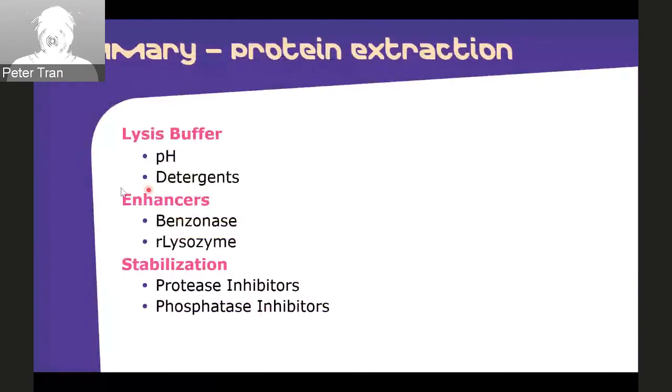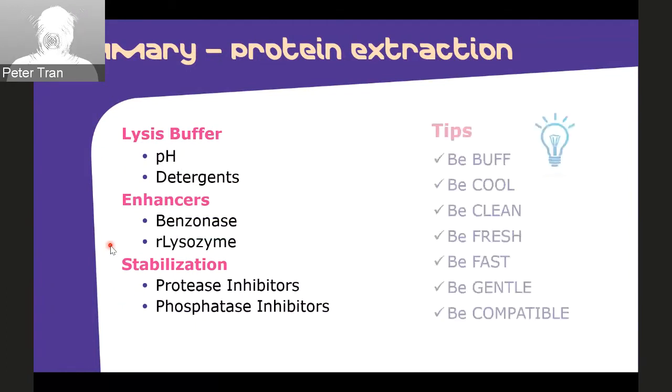Okay, just a quick summary about the first part of my talk. I have touched on the lysis buffer, pH, detergent, how you can screen detergent, enhancers, benzonase, lysozyme that you can use to increase the yield of extraction, and stabilization using protease inhibitor, phosphatase inhibitor. And there are some tips that you can take from this first section.